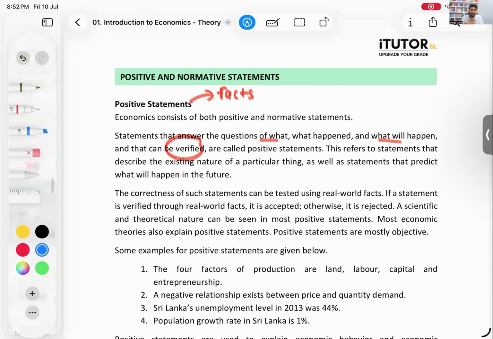I'll give you an example. Now, I tell you, an example of a positive statement. I'll say, Arshad sir is 50 years old. Arshad sir is 50 years old. You all want to guess my age?